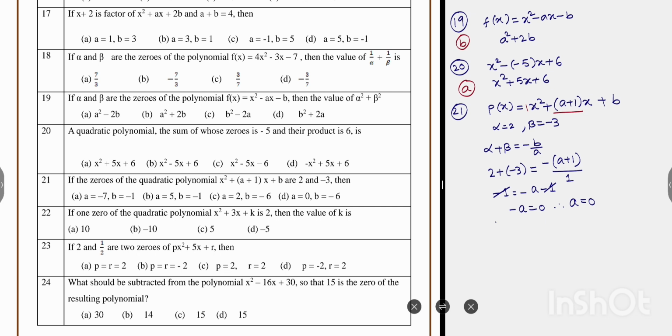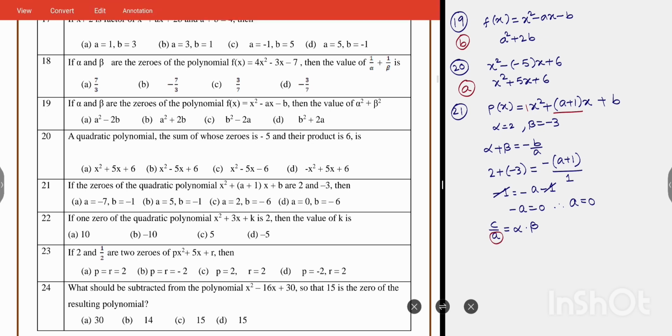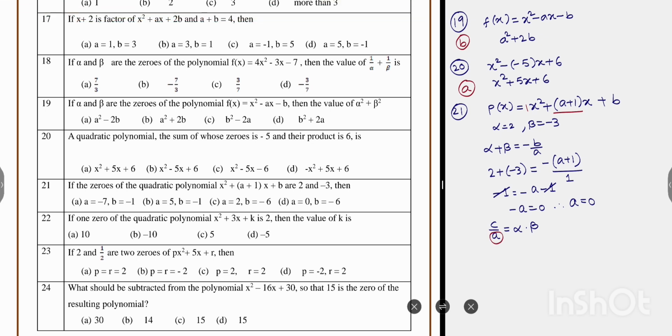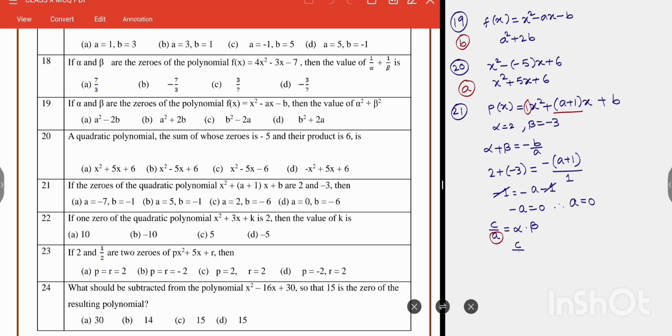Next, what is b? How can we find b? Product of zeros: alpha into beta is equal to c by a. It is not b, it is alpha into beta. You should not confuse here. a is the coefficient of x square. You should not take a value 0 here. Here the a value is 1. So c by 1.